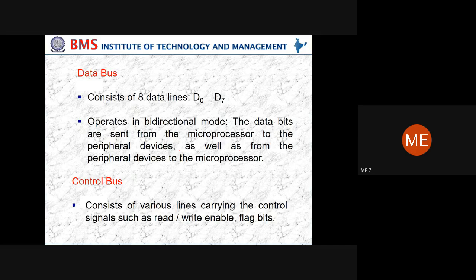When you are inputting the data through the input devices, you are actually inputting the data to the microprocessor. That means that data goes through the data bus into the microprocessor. That is one-way communication. So within the microprocessor, assume you are doing some mathematical operations.